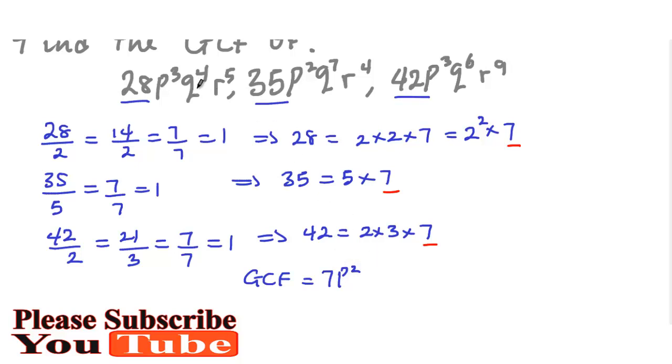Then for Q, this is Q raised to power 4, this is Q raised to power 7, this is Q raised to power 6. So that's Q raised to power 4. That's the smallest power. Then R^5, R^4, R^9. We focus on R raised to the power of what? 4.